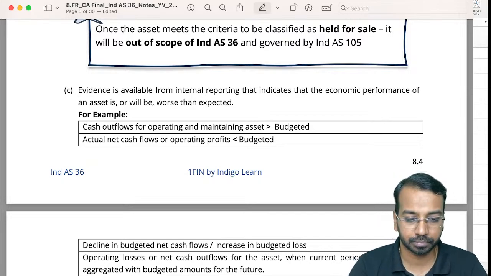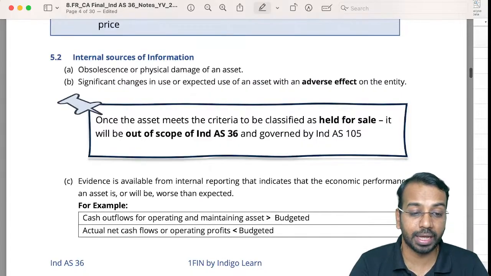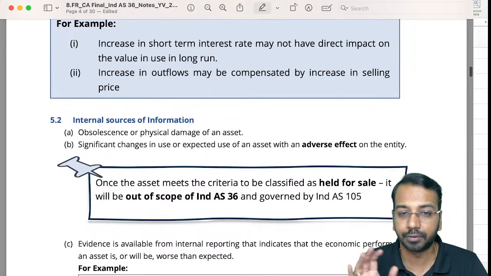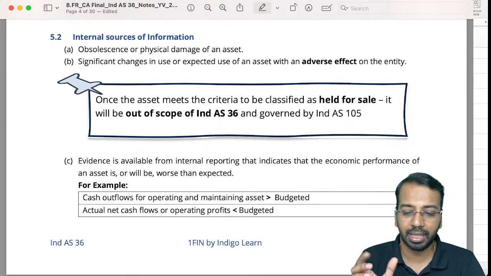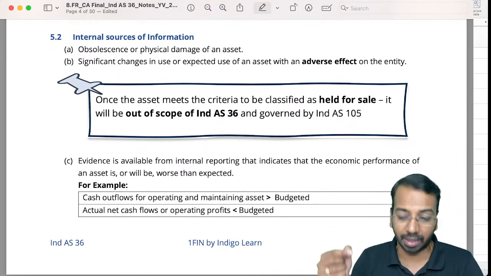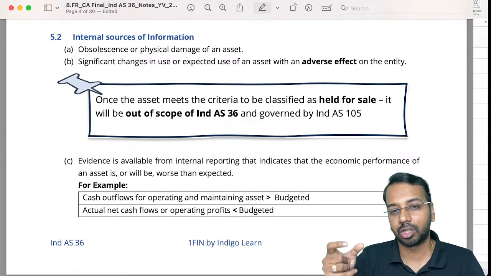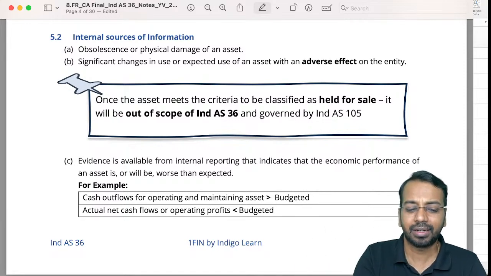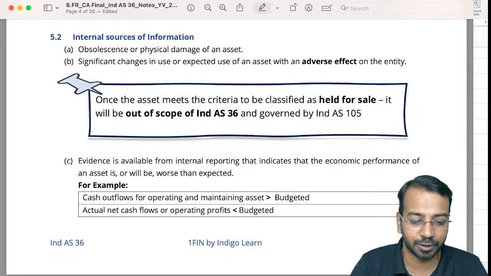Then these two aspects, external source of impairment, internal source of information for impairment testing. Make your list and revise it. Sometimes you may get short notes, or what are the indicators. You need to explain to the management what are the indicators. That kind of question may come up in the examination.